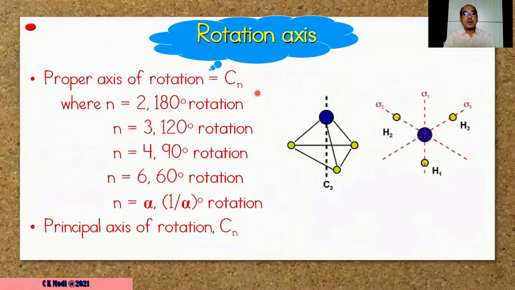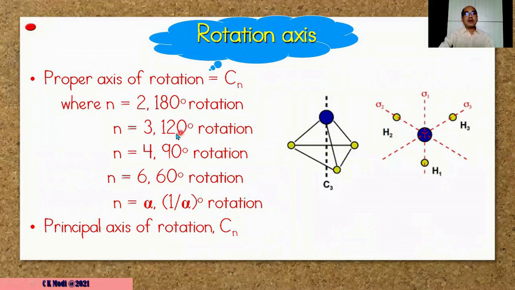So the rotation axis. There are a number of rotation axes, so it depends upon the fold value. n stands for the number of folds. So n is equal to 2. If we perform cyclic operations with 180-degree rotations, then the value of n is equal to 2, because 360 divided by 180, what is the value of n? So n is equal to 2.